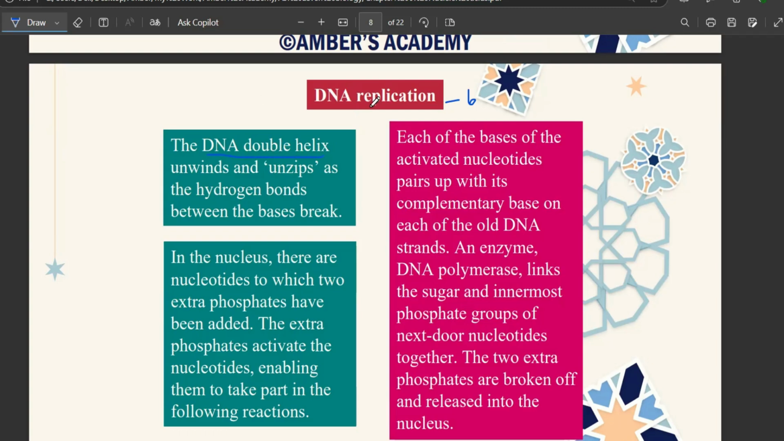ठीक है? So while DNA is replicating, and you have studied about the process of DNA replication in mitosis, that DNA replicates through semi-conservative replication. So if you are asked to describe semi-conservative replication, you are going to write everything which is present in this slide and in the upcoming slides. Okay, so this is the process which takes place when your DNA has to replicate, semi-conservative replication.